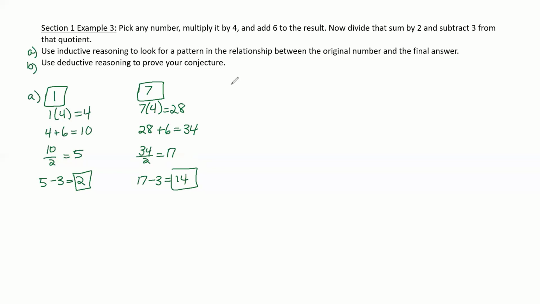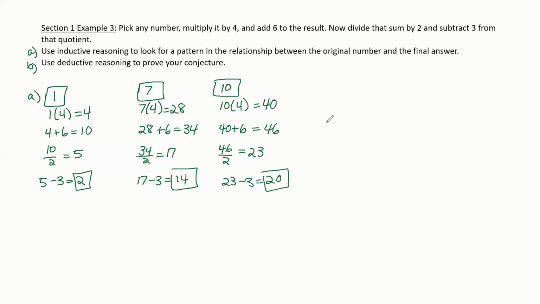Let's try one more. Let's do 10. 10 is usually easy to work with. So I'm going to take 10 and multiply it by 4. I get 40. Add 6 to the result. So 40 plus 6, 46. Divide by 2. 46 divided by 2 is 23. And subtract 3 from the result. 23 minus 3 is 20. So I started with 10 and ended up with 20. So my conjecture is the procedure multiplies by 2.